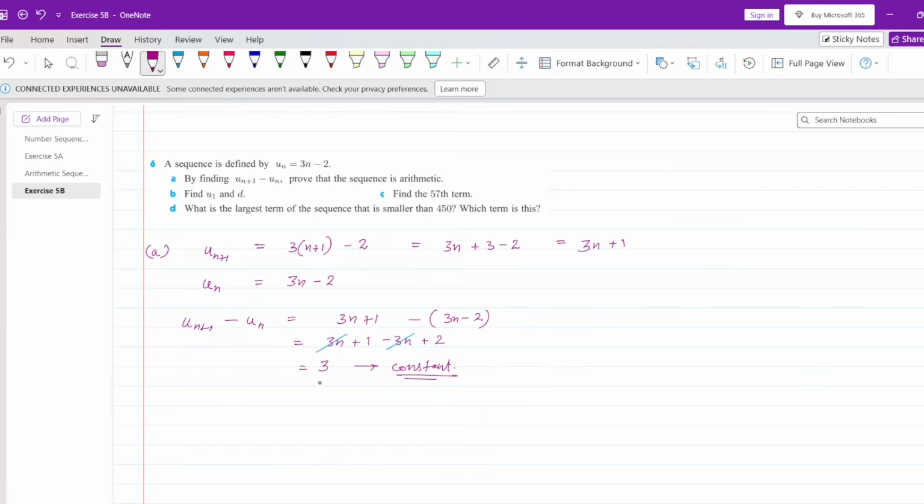Now this 3 is a constant. What do I mean by constant? This 3 doesn't change with the nth term. Let's say if I have the 100th term or the 50th term, this 3 won't change because this expression doesn't have n in it. It has a constant number. Therefore, when we have a constant, we can simply say, since the difference is a constant, therefore the sequence is arithmetic.